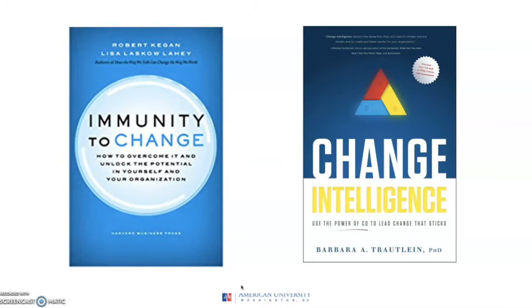In Immunity to Change, the authors provide a systematic approach to change in organizations by addressing what prevents us from change. So they address 4 aspects: visible commitment, behaviors that go against the goal, hidden competing commitments, and assumptions.